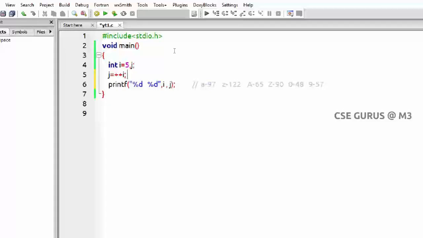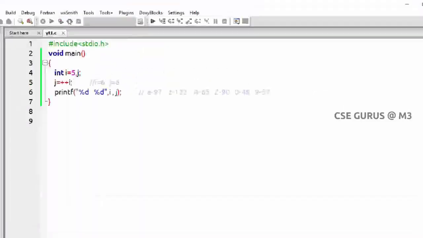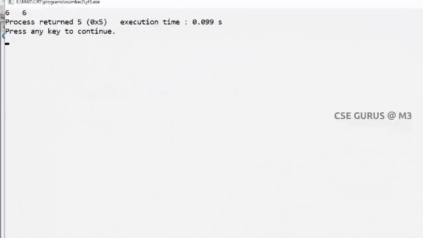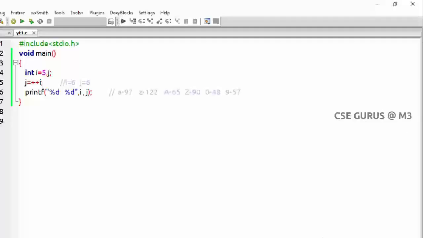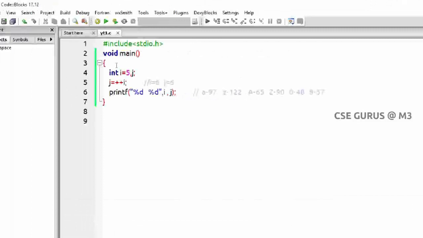So i value became 6, then that value will be assigned to j. So both have to be 6, right? You can see the output. Yeah, you can see 6 6, both are 6. But we can see the output with another, like what if I write j equals i++?